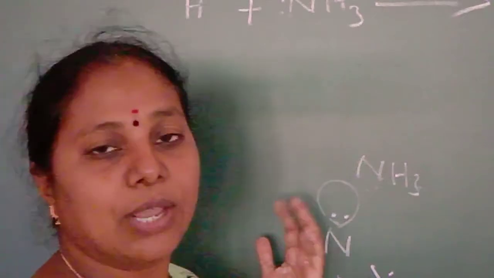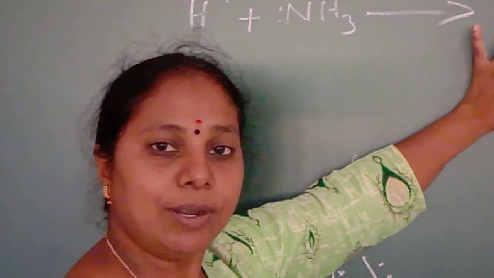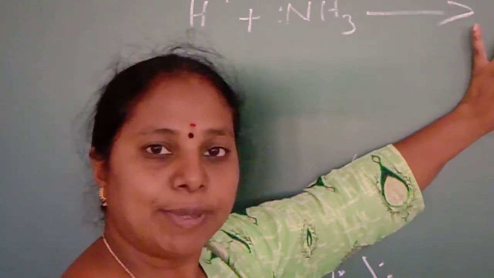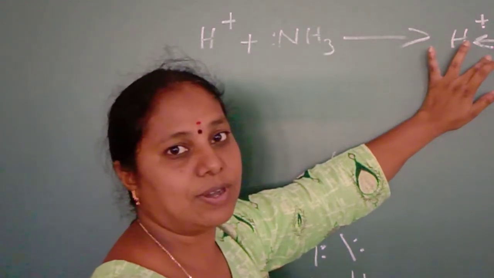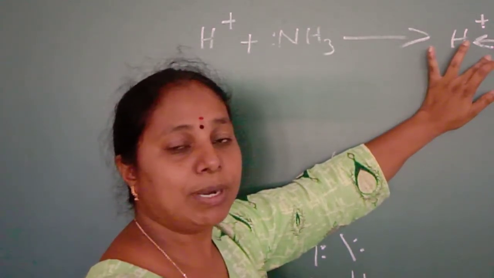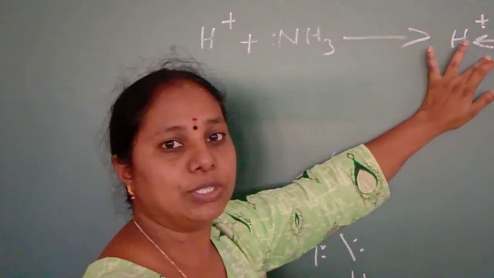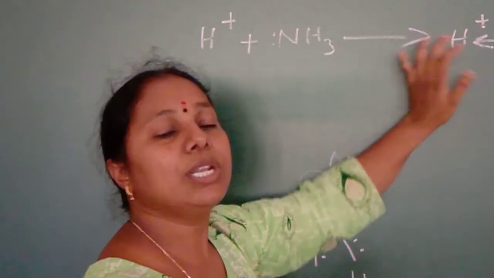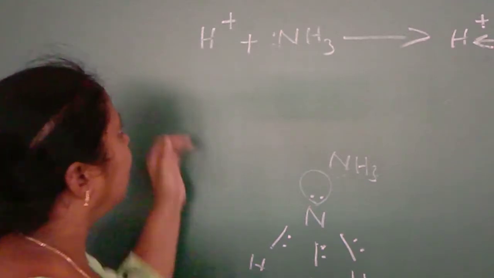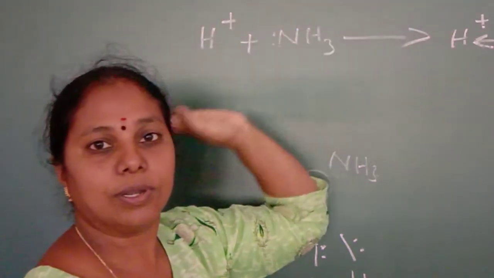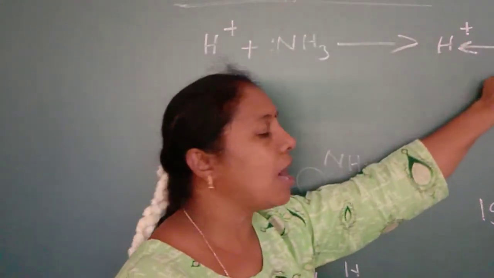Then how can we define a coordinate bond? A coordinate bond is also one of the types of covalent bond, which is formed by the sharing of electrons, but the sharing is in the unequal form. A coordinate bond can be defined as the force of attraction between two species which is formed by the unequal sharing of electrons between the two species. Such a force of attraction can be taken as a coordinate bond. So this coordinate bond is formed between the H plus and the ammonia molecule.